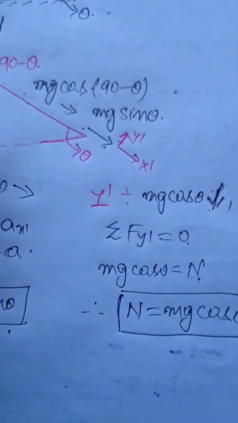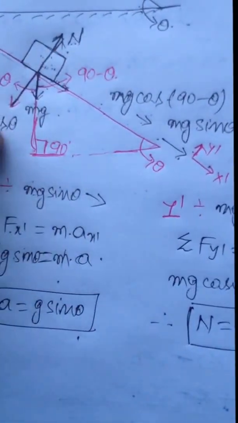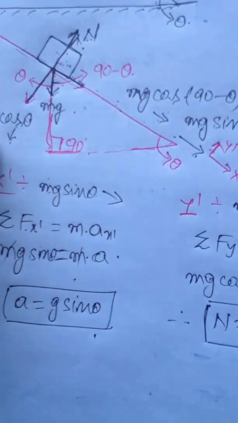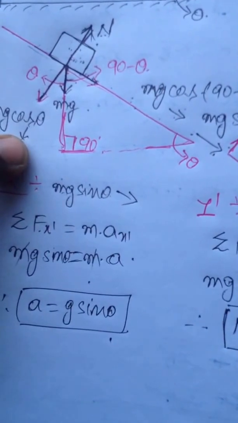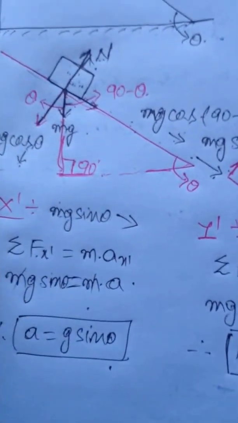So these two values, that is mg sin theta down the incline, and normal to the incline mg cos theta, you should remember, because wherever we analyze the motion of an object on an inclined plane, these two values are going to be very useful.